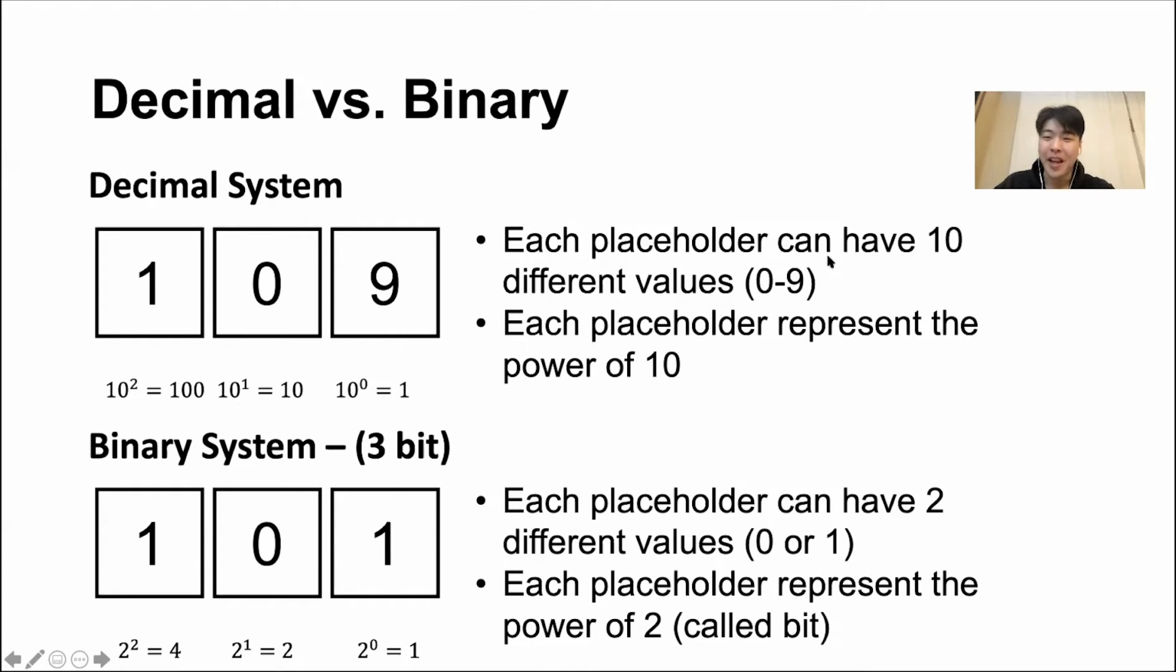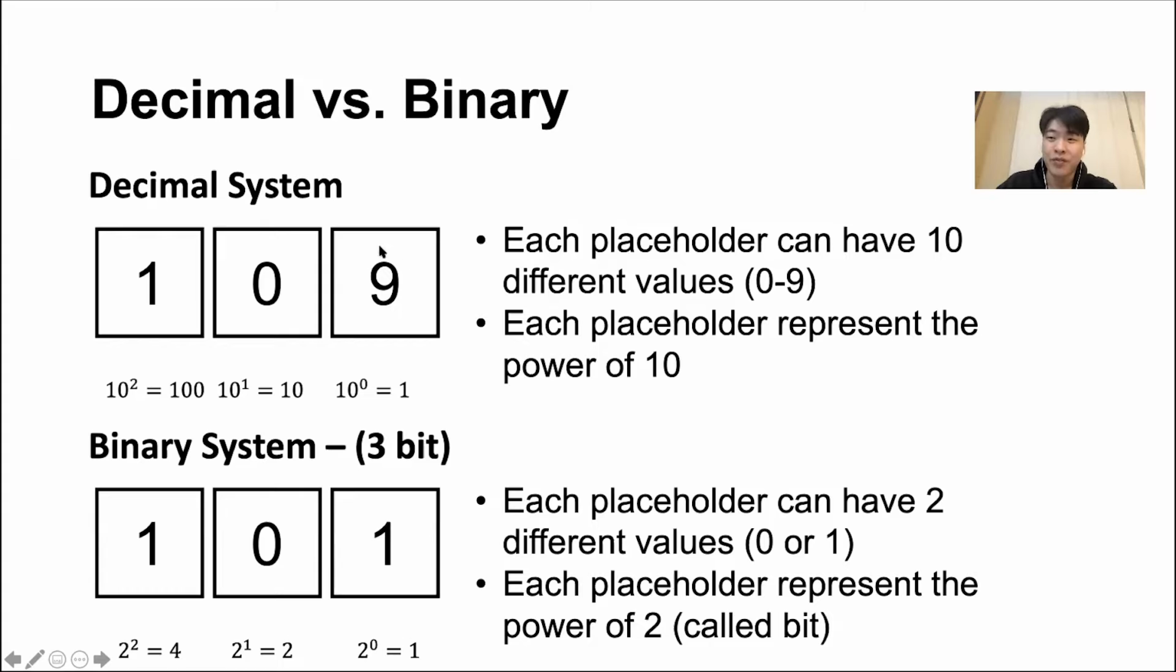Each placeholder can have 10 different values from 0 to 9. Even though I wrote 9 as an example, it can be any number between 0 and 9, and even this position can have 0 to 9, and here 0 to 9. Also, each placeholder represents a power of 10, meaning the first position represents 10 to the 0th power, or ones. So we call this the unit digit or ones digit. The second represents 10 to the first power, which is 10, meaning this is the tens digit. And this is the hundreds digit.